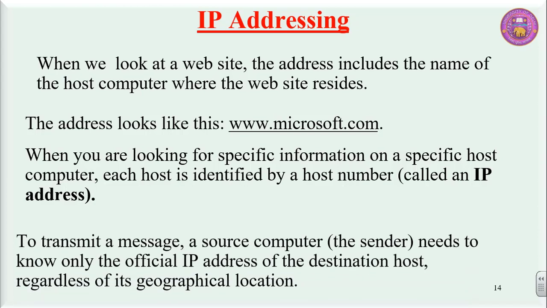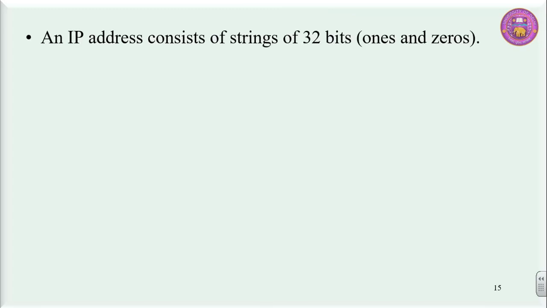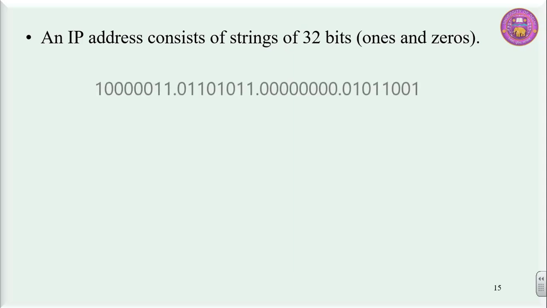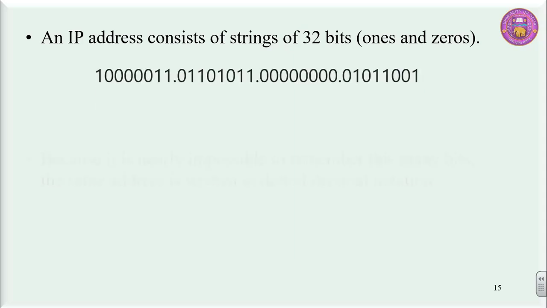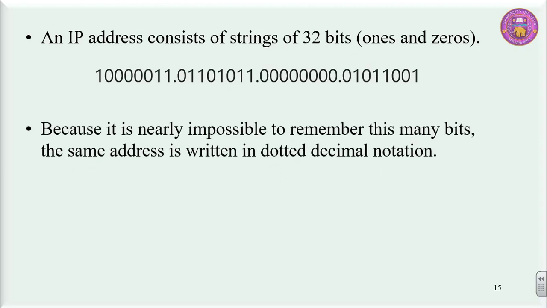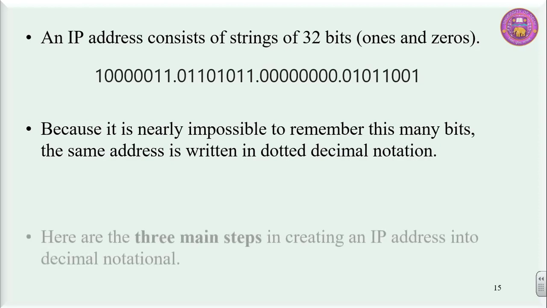To transmit a message, a source computer, that is the sender computer, needs to know only the official IP address of the destination host, regardless of its geographical location. An IP address consists of a string of 32 bits. They are all ones and zeros, like this. Because it is nearly impossible to remember this many bits, the same address is written in dotted decimal notation.